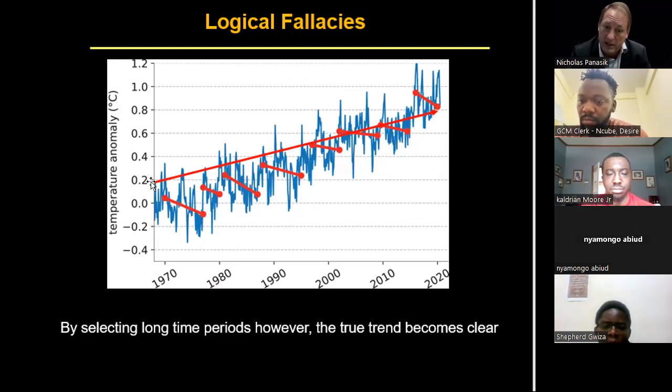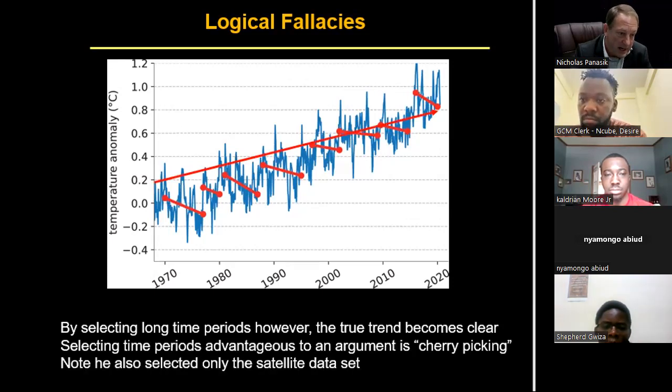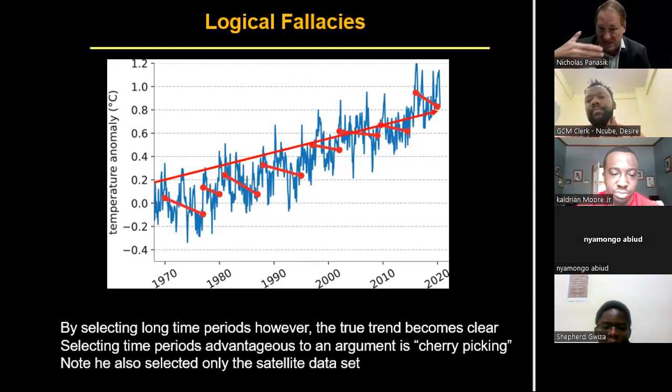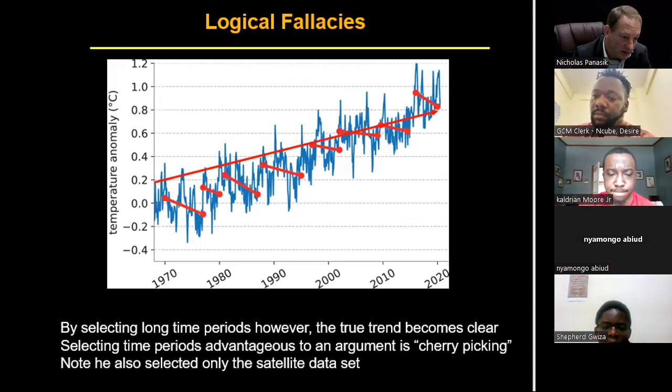Now, if you have a long period, I can pick the high point over here and the low point over here, and I still see a trend, right? Yeah. And so that's one of the major things to think about by selecting these long time periods. You'll still see the same trend that you're looking for.